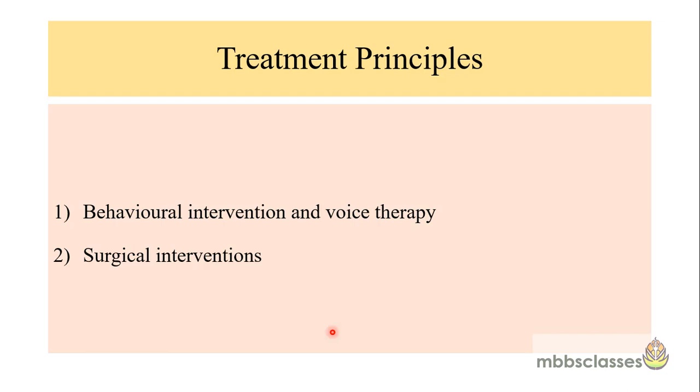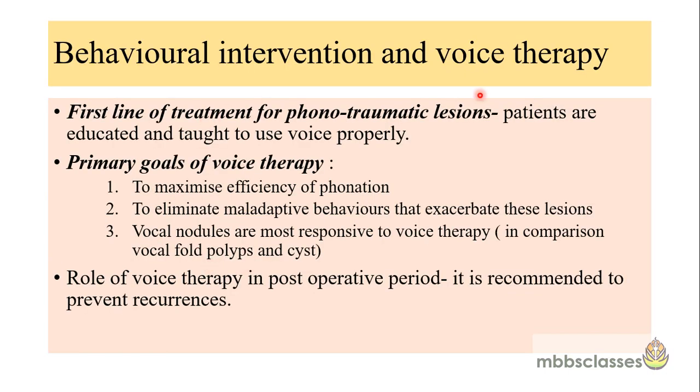So coming to the treatment of these phonotraumatic lesions, in case of the vocal nodule, there are two types of treatment given to the patient. The first is conservative. Under conservative falls behavioral intervention and voice therapy. This is the initial treatment given to the patients. And next is surgical intervention. Behavioral intervention and voice therapy is the first line of treatment for phonotraumatic lesions.